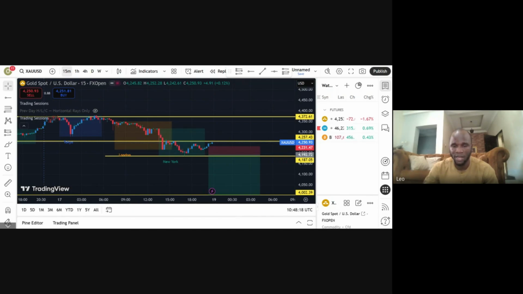If you are trying to buy the market, you want to enter from a zone. So you see, my entries are usually from a zone. That way I don't just enter where the market is. No, I wait for confirmations to break off any of these zones for me to be able to enter the market. And this is how I do my top-down analysis every single day and every single week.